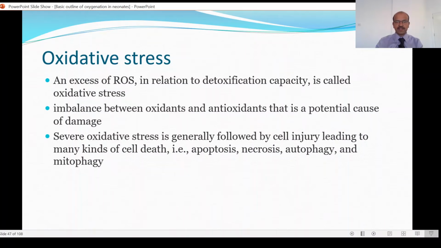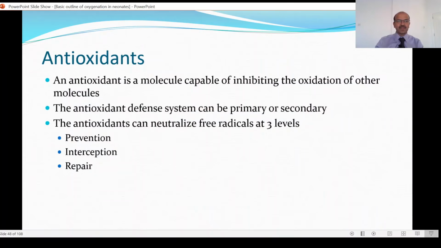However, severe oxidative stress is generally followed by cell injury, and any type of cell death like apoptosis, necrosis, autophagy, mitophagy, anything can be related to severe oxidative stress. And remember that these can lead to hemolysis, can increase the risk of NEC, and can increase the risk of brain damage. So any type of brain injury can happen from increased reactive oxygen species.